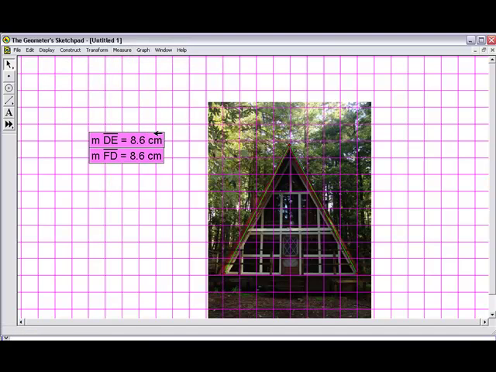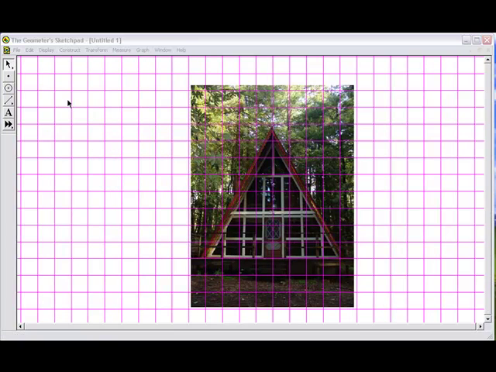And you can see there they're both 8.6 centimeters. And going across the bottom, you can see that this is not an equilateral triangle, which means all three sides are the exact same length. Because if you count up the centimeters on the bottom, 1, 2, 3, 4, 5, 6, 7, 8, the bottom is only 8 centimeters across.